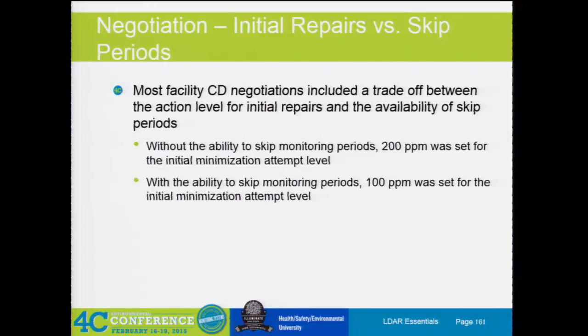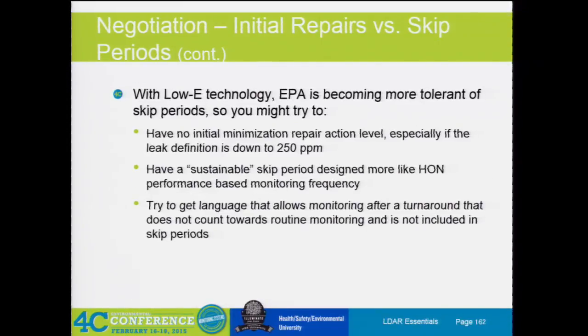Most facility CD negotiations include a trade-off between the action level for initial repair and the availability of skip periods. Again, we talked about skip periods and how they're not the greatest idea. State rules usually don't even allow them. So action level at 200 is kind of common. Or 100 is this guy's attempt anyway. So you're getting lower on these things. It's going to happen. Try and get the most you can out of them.